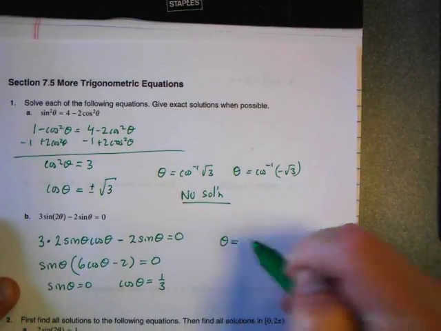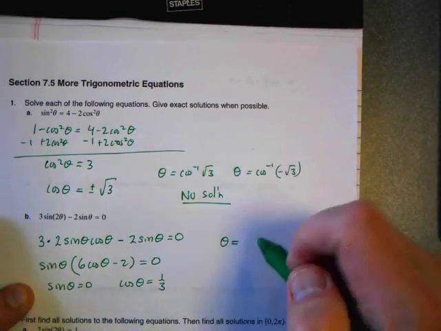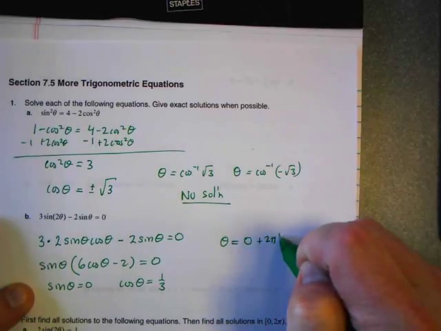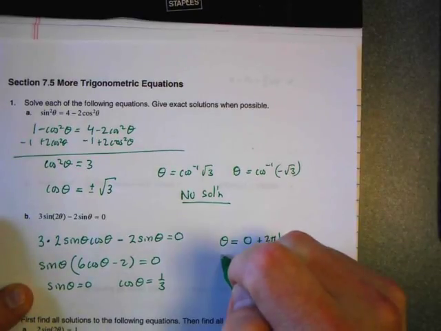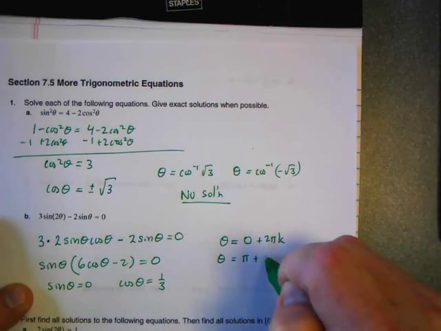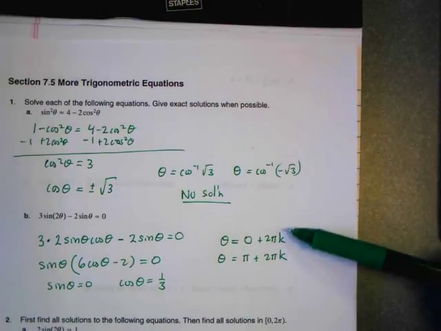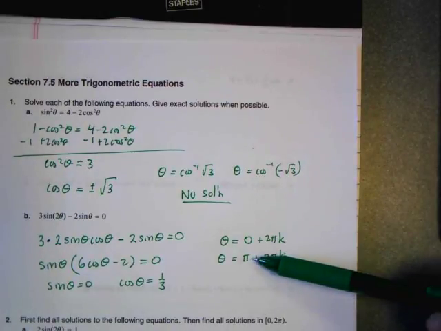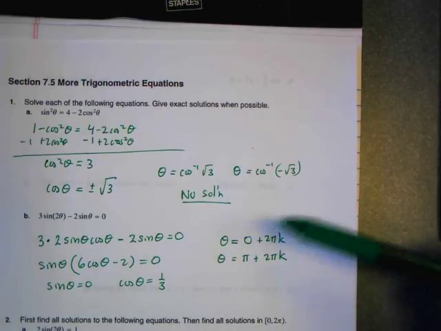Theta is, when is sine of theta equal to 0? 0 is one answer. Any other answers? Pi. Okay, theta equals pi plus 2 pi k. Good. Any other answers? Technically, there are an infinite number of answers. Have we listed them all? Yeah, because it would be 0, then pi, then 2 pi. But 2 pi is covered by this one. So we've got them all there.